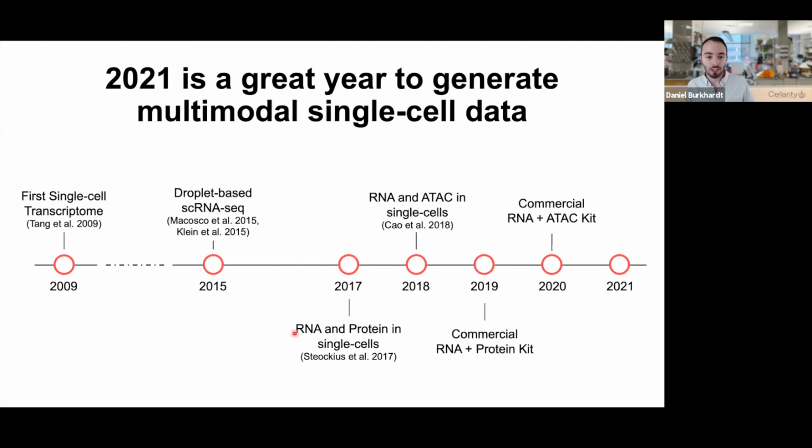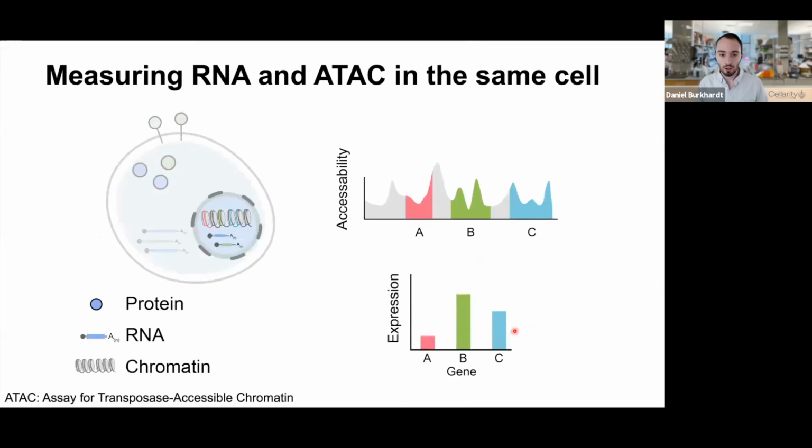So in 2017, we had the first RNA and protein measurements. In 2018, we had some of the first RNA and ATAC-seq measurements in the same cell. And then in the following 2 years, commercial kits became available that allow us to do this in a robust and reliable manner. So what does it look like to measure RNA and ATAC-seq in the same cell?